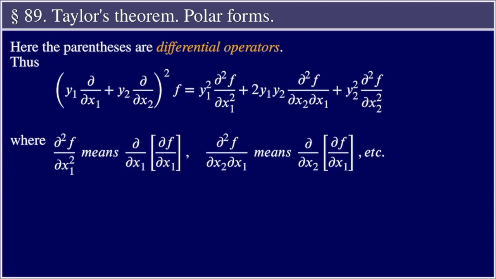Here the parentheses are differential operators. Thus, (y_1 d/dx_1 plus y_2 d/dx_2) squared f equals y_1 squared d squared f over dx_1 squared plus 2 y_1 y_2 d squared f over dx_2 dx_1 plus y_2 squared d squared f over dx_2 squared, where d squared f over dx_1 squared means d/dx_1 of df/dx_1, d squared f over dx_2 dx_1 means d/dx_2 of df/dx_1, etc.